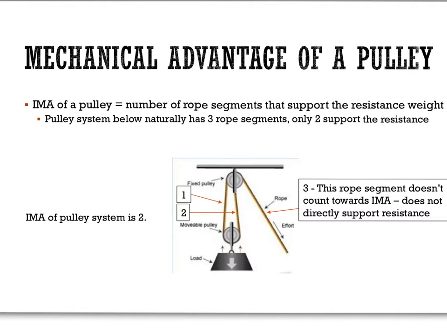resistance weight. Now the diagram I have there, as you can see, the rope on the pulley can be easily divided into 1, 2, 3 sections, right? Well, as we look at that, only 2 of those sections, the first 2, actually support the resistance weight directly. The third one is the rope segment that has the effort force applied to it. So in this case, this pulley system has an IMA of 2.